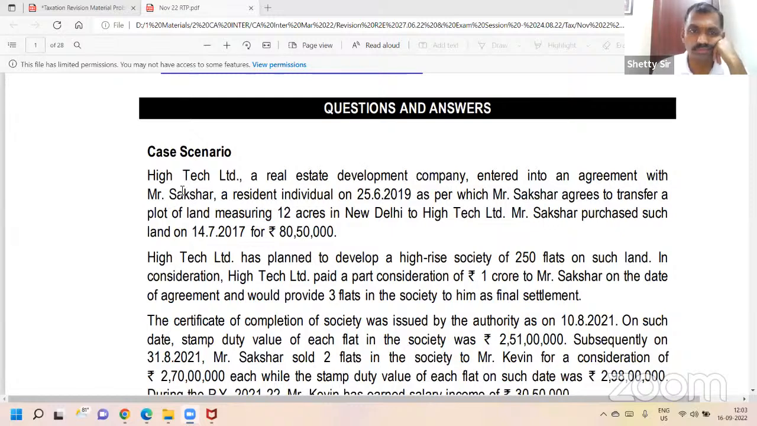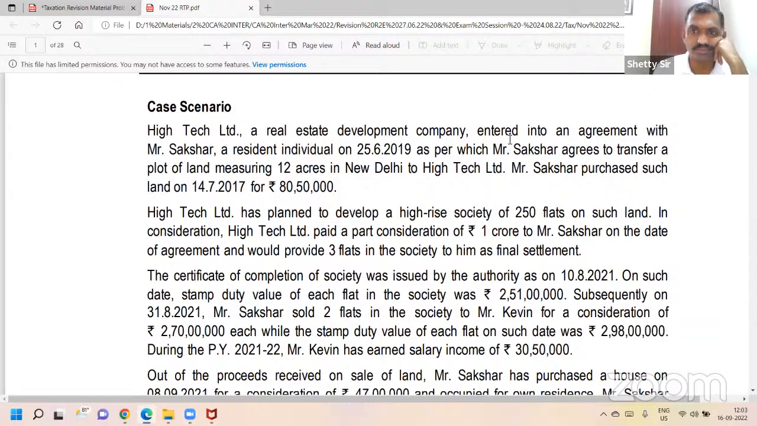Case scenario: High-Tech Limited, a real estate development company, entered into an agreement with Mr. Sakshar, a resident individual, on 25/6/2019, as per which Mr. Sakshar agrees to transfer a plot of land measuring 12 acres in New Delhi to High-Tech Limited. Mr. Sakshar purchased such land on 14/7/2017 for 80,50,000 rupees.